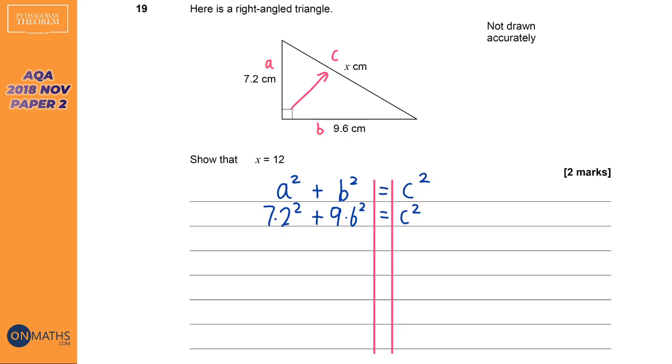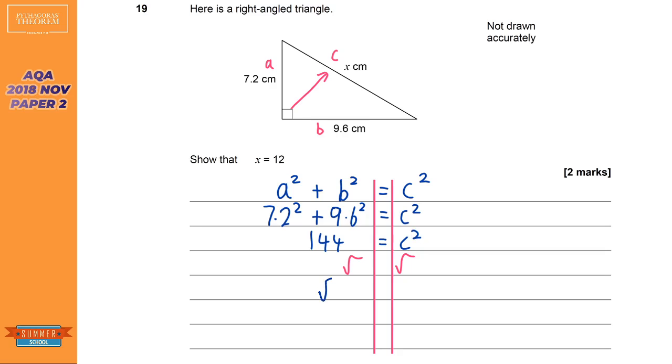Okay, so I'm going to get my calculator out and work this out. I'm just going to type the whole thing in my calculator. So I'm going to type in 7.2 squared plus 9.6 squared, and I get the answer of 144 equals c squared. Now the problem is I want c on its own. We need c equals. So what I'm going to do is square root both sides, because square root is the opposite of the squared there. So that'll undo it.